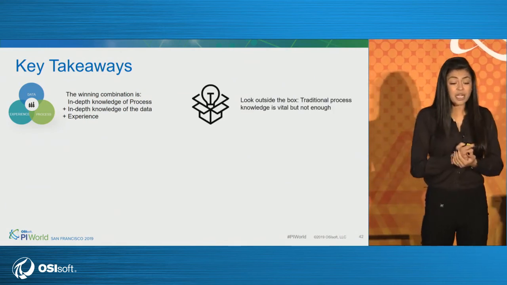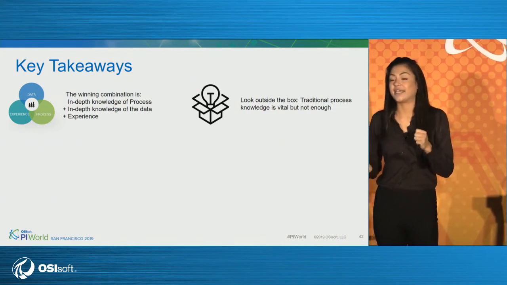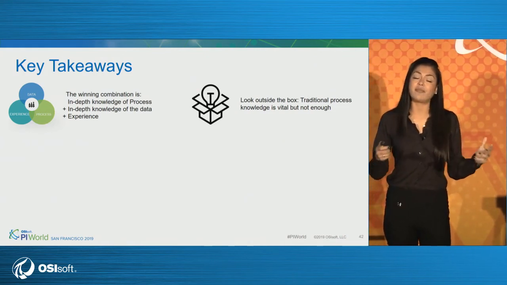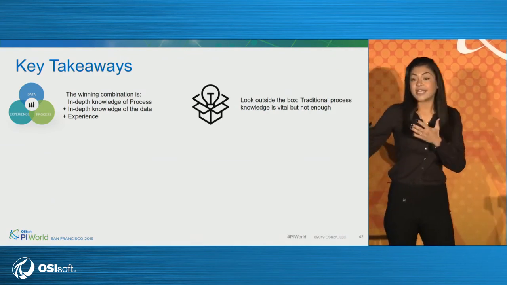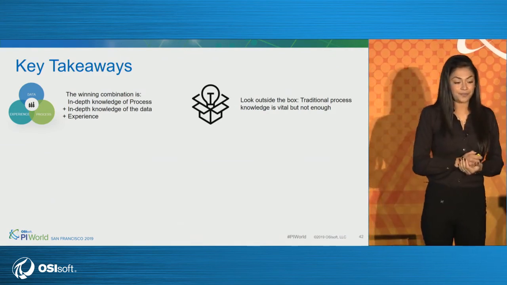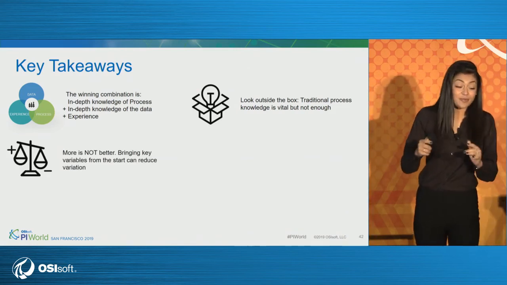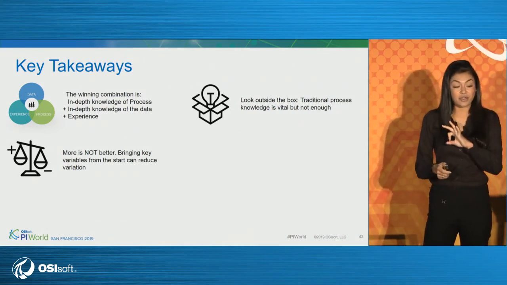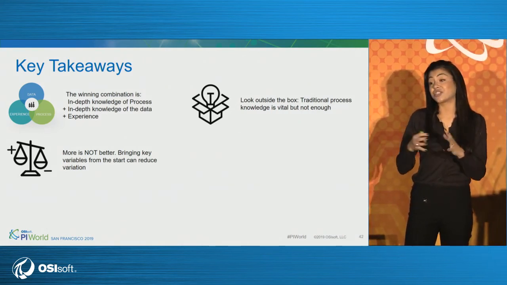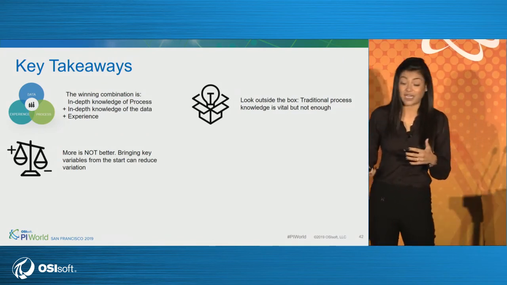The other one is to look outside the box. Yes, traditional knowledge is vital, but it's not enough. Pat, our founder, was saying yesterday, augment the scope. That's basically what it means here. Having said that, though, there's a fine line, because more is not necessarily better. Bringing in only the key variables from the start can narrow down the variability of your model a lot. So you might save a lot of time right there.